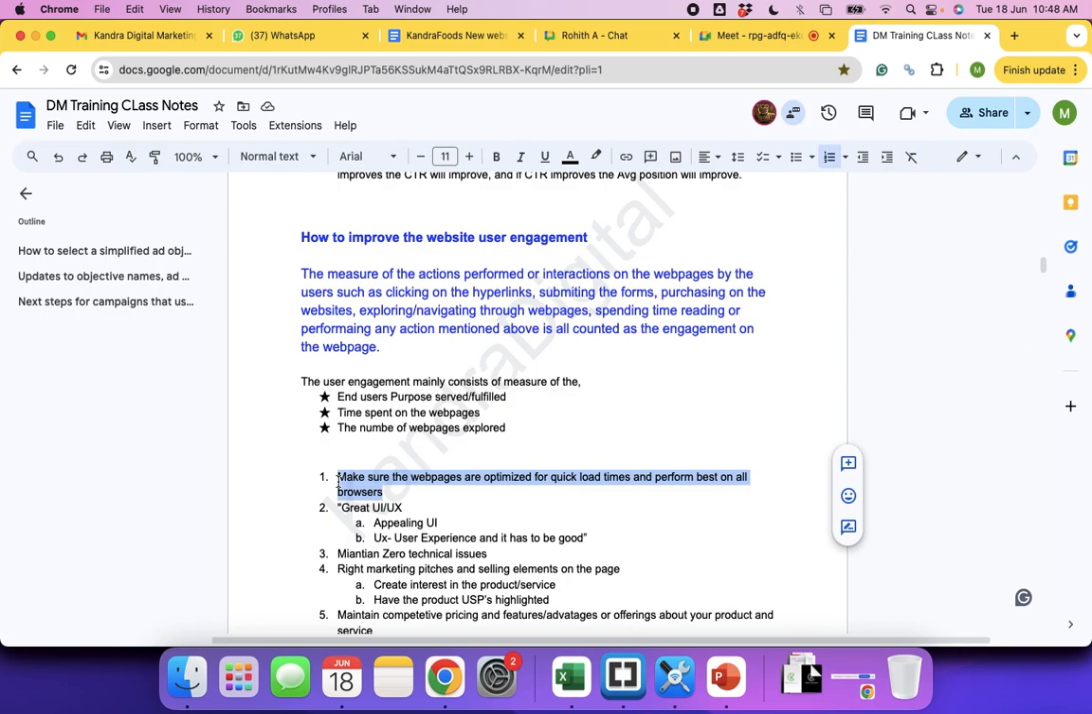So most of the time, because of technical issues, the user experience is going to be bad. After clicking on the web page, it takes you to an error page, or it doesn't work at all. It keeps loading. These are all considered technical issues.